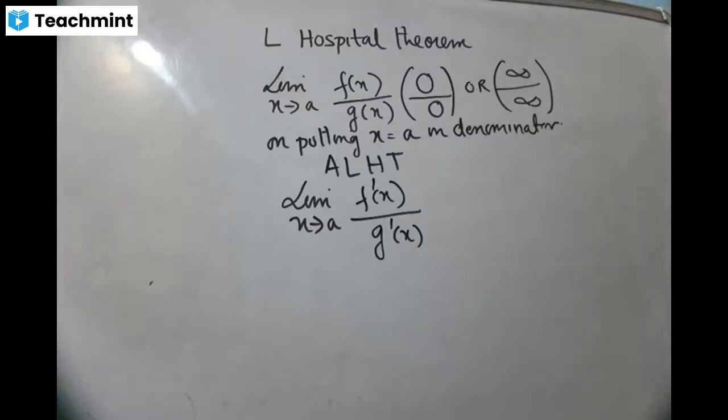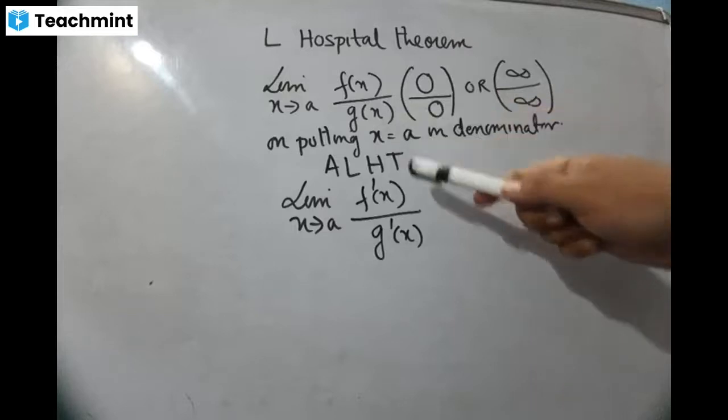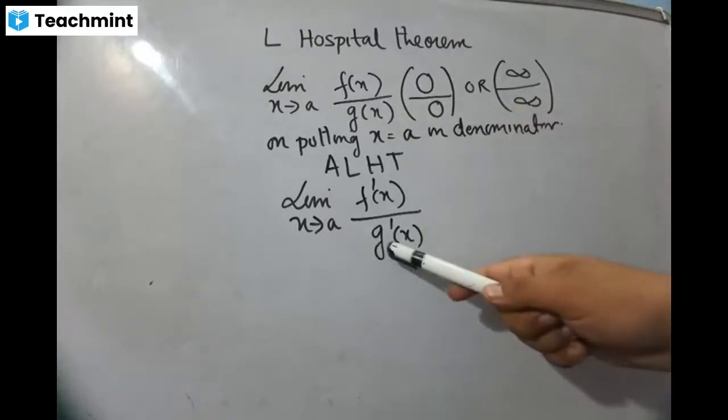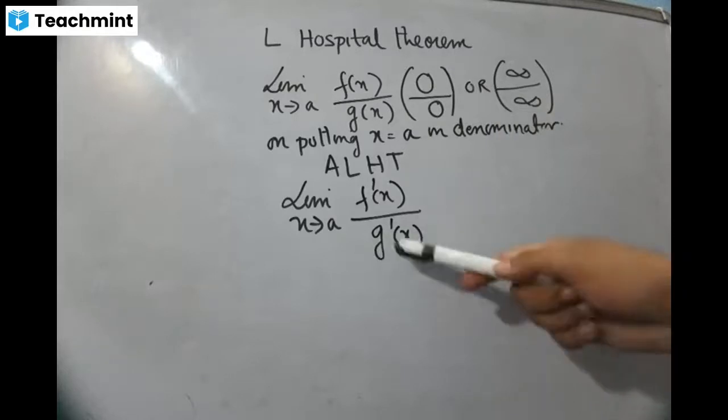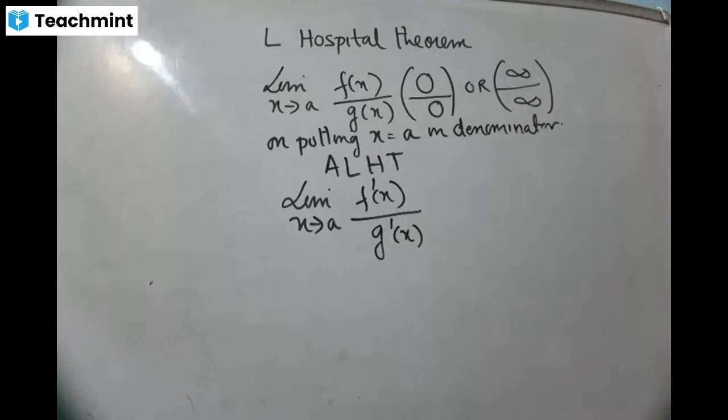Since we cannot determine the value of this, we use the help of this particular theorem to find the value. This theorem says you differentiate the numerator once, f dash x, you differentiate the denominator once, g dash x, and repeat the process. That means again put the value of x. If you still get 0, again differentiate. If you still get 0, you again differentiate. You have to repeat this process till you remove 0 from the denominator.